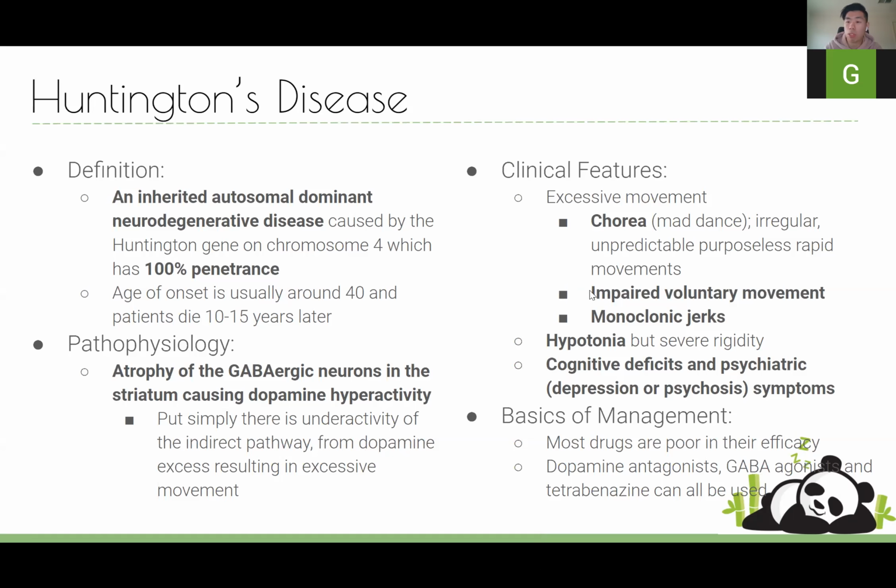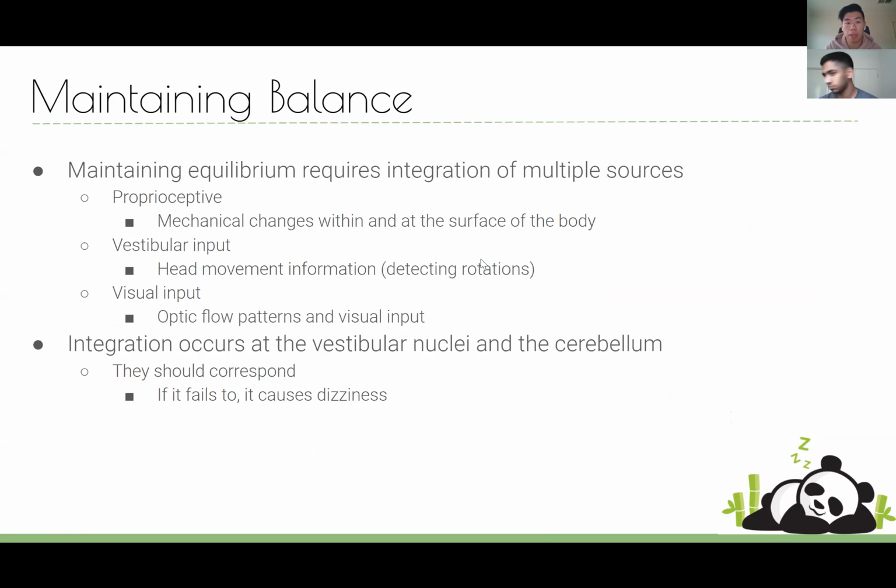They have impaired voluntary movements and myoclonic jerks. They also have hypotonia, cognitive deficits, and psychiatric symptoms. There's not really much treatment for this, and not really much management. So realistically speaking, whether to genetically test them is actually a debate in itself, because you can't do much for them as of right now.